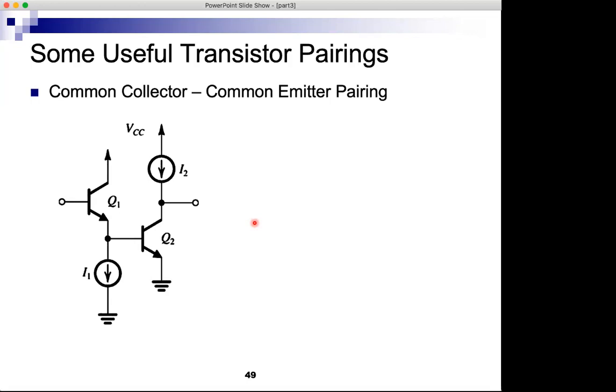Would this give me better gain? Well, the gain of this guy is less than 1. Common collector has a gain of less than 1. And this is a common emitter. When I calculate the overall gain and I multiply, I may get a gain which is less than common emitter. So I may not gain much in gain.